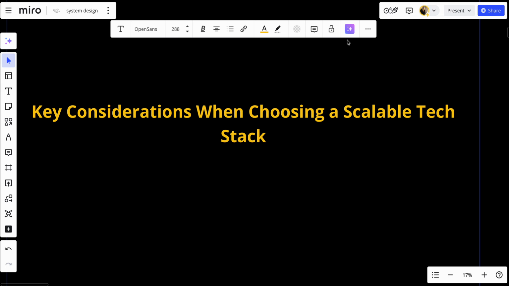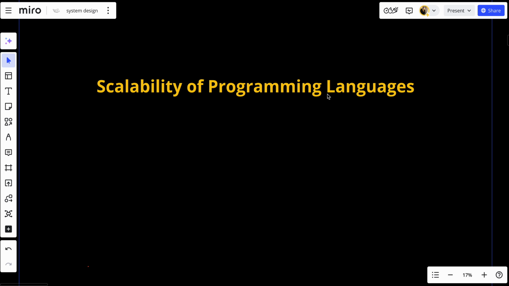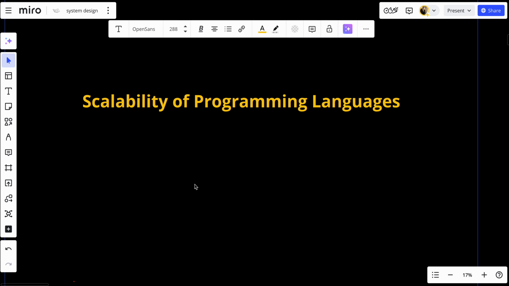So let's talk about key considerations when you're choosing a scalable tech stack. The first thing, the scalability of programming languages. The programming language you choose plays a big role in how your system scales. Some popular ones are Node.js, known for its event-driven and non-blocking I/O, great for handling a large number of concurrent requests. There is Python, easy to work with and has many powerful frameworks like Django. Works well for microservices but may need performance optimization as you scale.